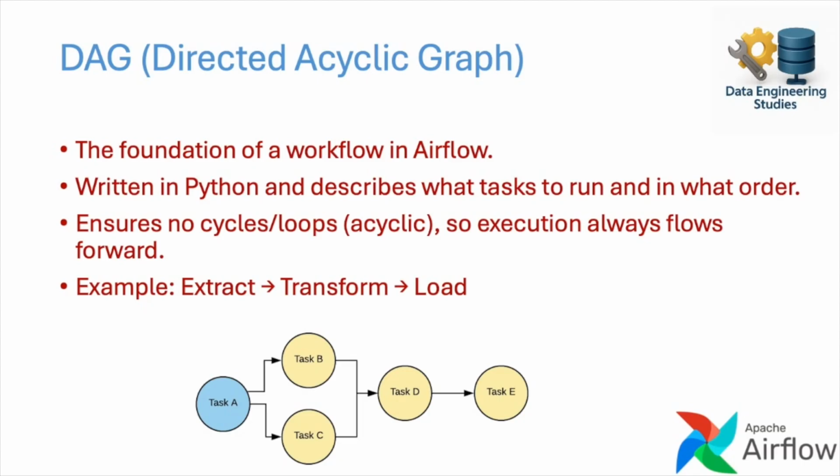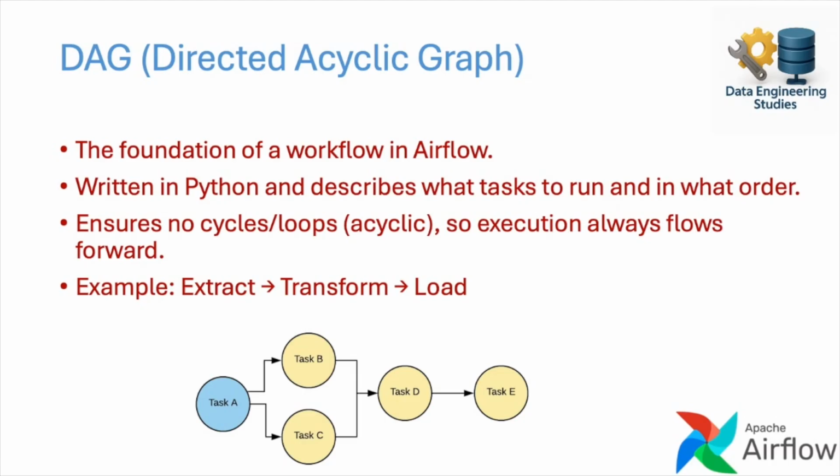For example, in a typical ETL process, the DAG might start with an extract task, then move to transform, and finally to load. The diagram here shows how tasks are connected. Task A triggers tasks B and C, which then feed into D and finally to task E. This ensures the workflow is clear, repeatable, and reliable.